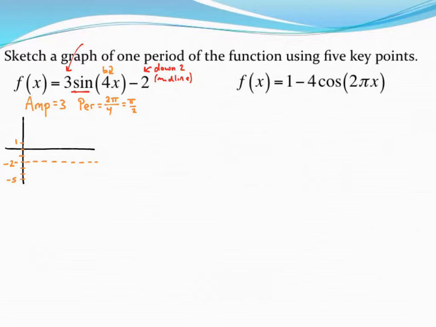Next thing, let's go ahead and label our x-axis. As far out as this graph's going to get to, it's going to be one period, which we said earlier was going to be pi over 2. So let me label this point pi over 2. I'm going to label it on the x-axis. Some people have found it easier to label it on the midline. I don't care where you label it, but just make sure that point is labeled somewhere.